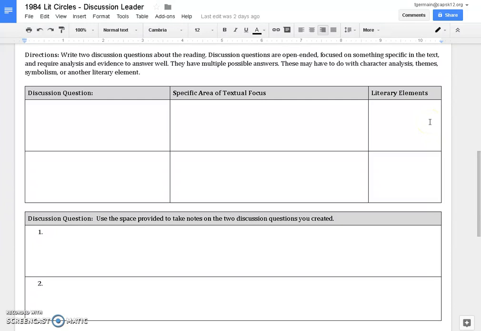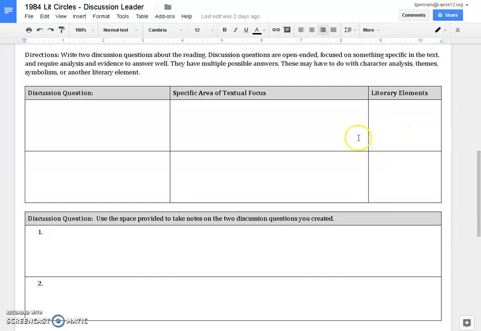Over here in this box, let me know what literary element it has to do with. Is this a character analysis question? Is this a symbolism question? Is it a theme question? Or is it something else altogether? Okay, so discussion question, what specifically does it focus on? What pages do we need to be looking at? Or is there a quote or whatever?